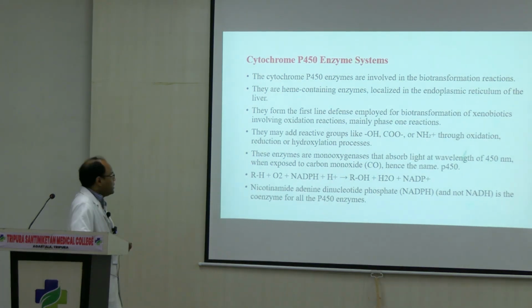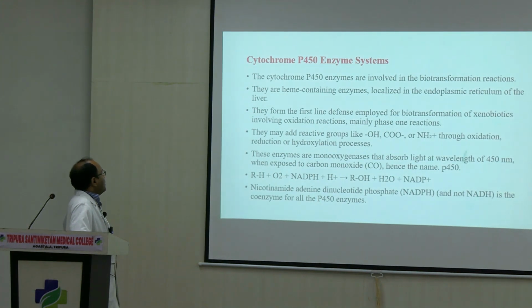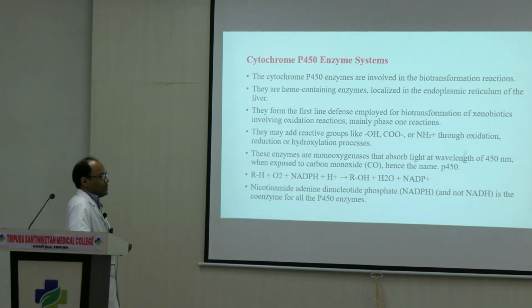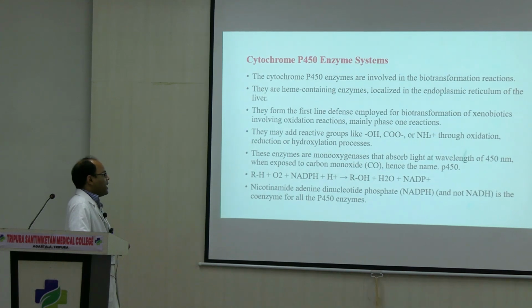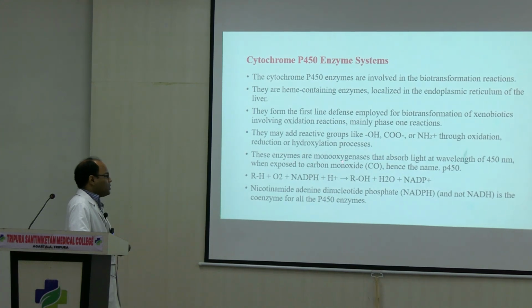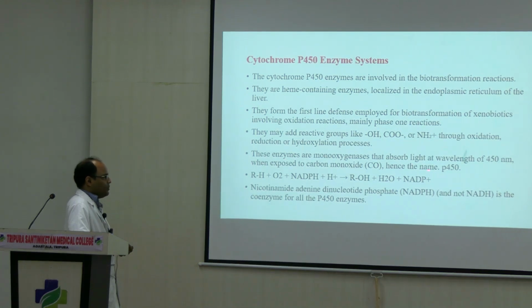Just now, focus here on the Cytochrome P450 system. They may add reactive groups like OH group, COO- group, amide group through oxidation, reduction, or hydroxylation processes. These enzymes are monooxygenases that absorb light at wavelength 450 when exposed to carbon monoxide, hence the name P450.